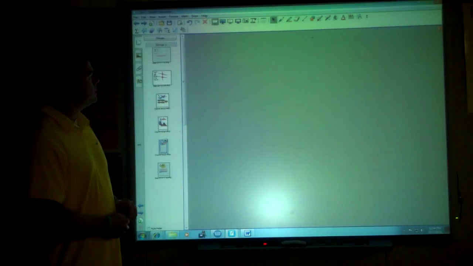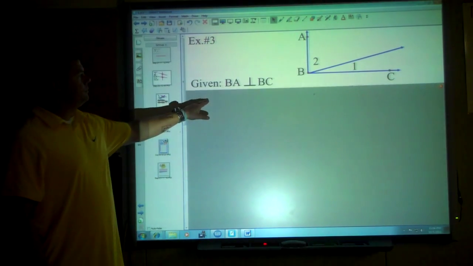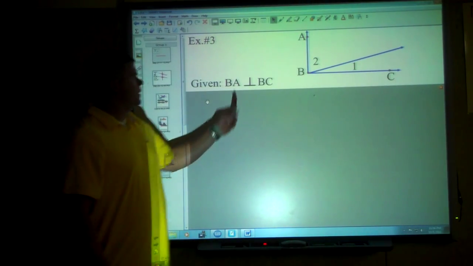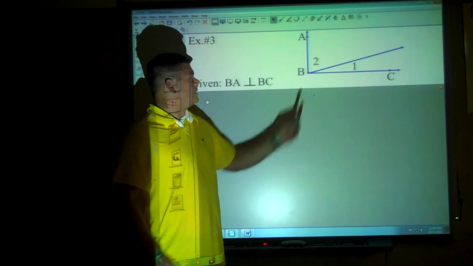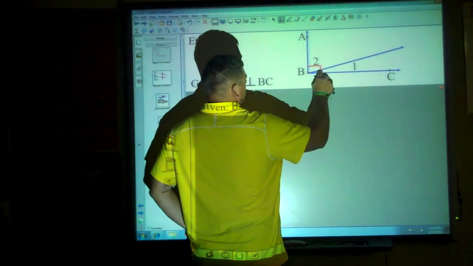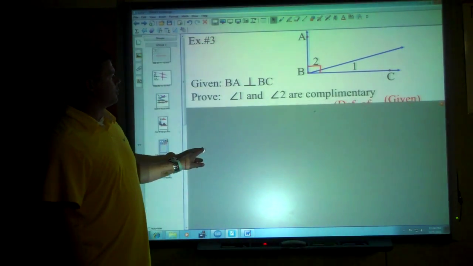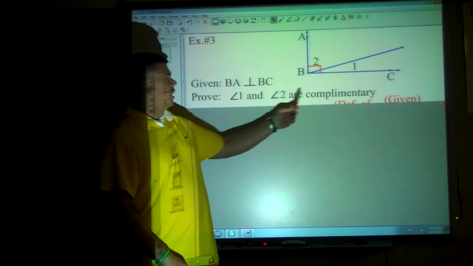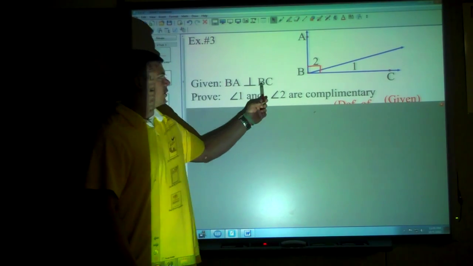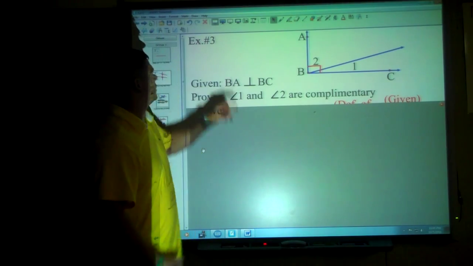All right, one more, sort of similar. It's another proof. We are given that BA and BC are coming together at 90 degrees. If they're truly coming together at 90 degrees, we can put that symbol in right there just to label it. What we are trying to prove is that the two of them are complementary. Now I know they're perpendicular, and that's why I put this 90 degree in there, but that's because I know the definition of all of that.